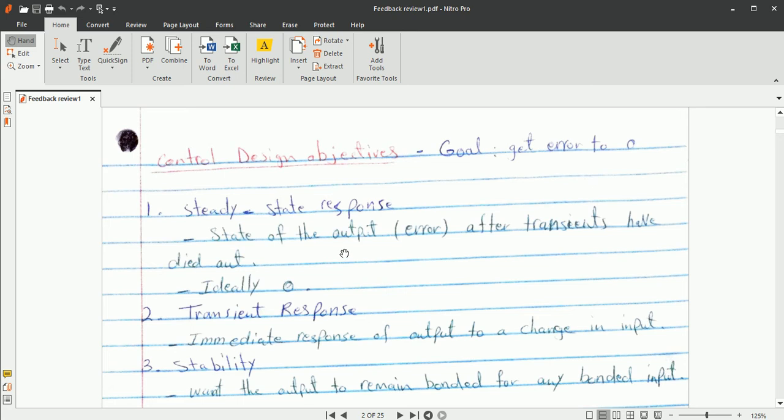Steady state response. There are two types of responses: transient response and steady state response. Transient response is a momentary response, like you give input and you get output up to a certain limited amount of short period of time.